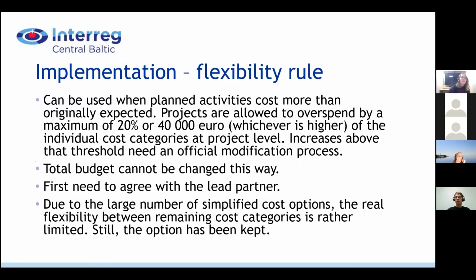A couple of points on implementation. The flexibility rule is similar to what's been used before, but with some changes. Projects are allowed to overspend by a maximum of 20% or 40,000 euros, whichever is higher, of the individual cost categories at project level. If the changes are bigger than that, an official modification process is required. And even if something is changed this way, the total budget cannot be changed.